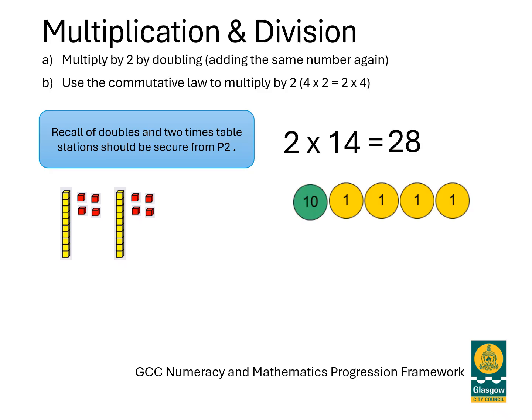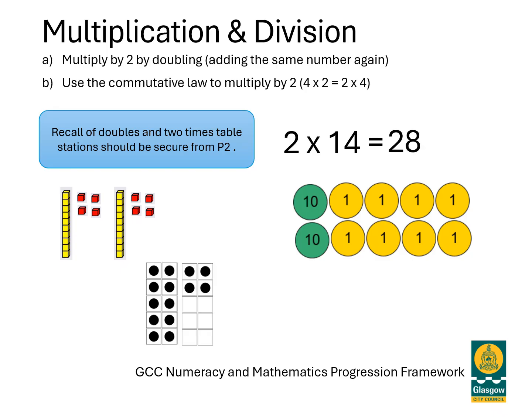We can model it through with place value counters. Here's 1 group of 14, 2 groups of 14. How many do we have altogether? We can model it through with tens frames as well. Here's one group of 14, here's another group of 14. How many do we have altogether? And in any of those visualizations or modelings, they can very clearly see how many they've got altogether.